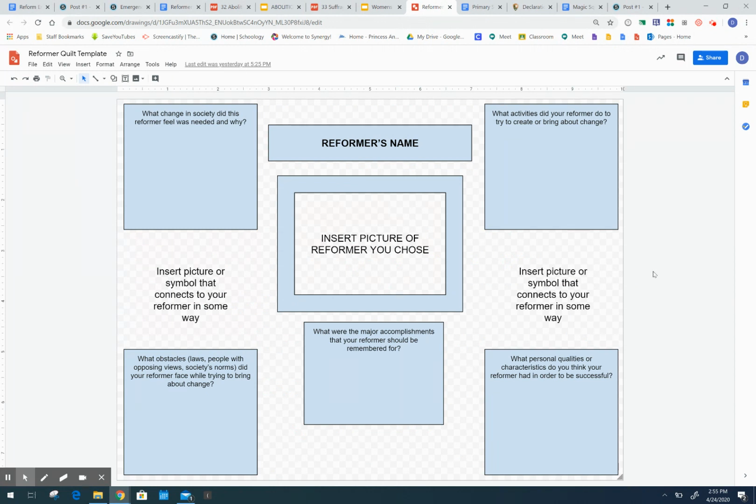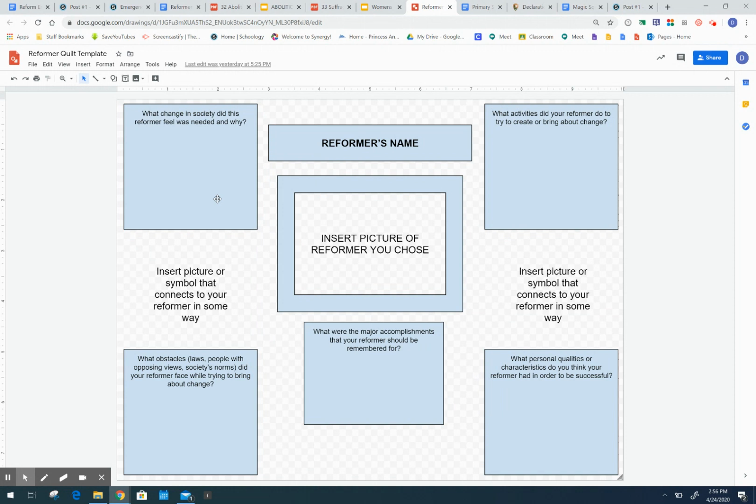That's basically a Google drawing, and you are going to choose one of the reformers from your notes organizer and complete a quilt template on that person. I've given a series of questions that you answer in the corners. You'll insert and find a picture of your person. You'll hopefully come up with some creative pictures or symbols that connect to your person that you can add onto your Google drawing. Just make sure you backspace over the directions and instead insert those pictures or symbols.